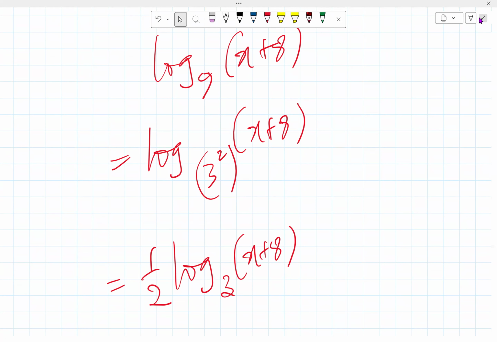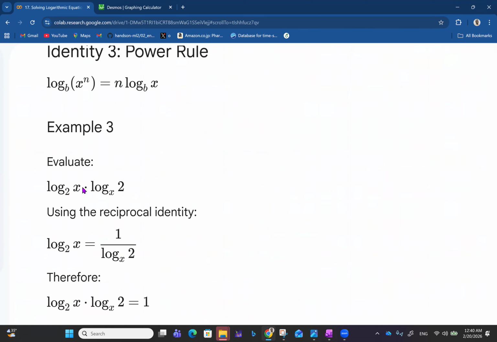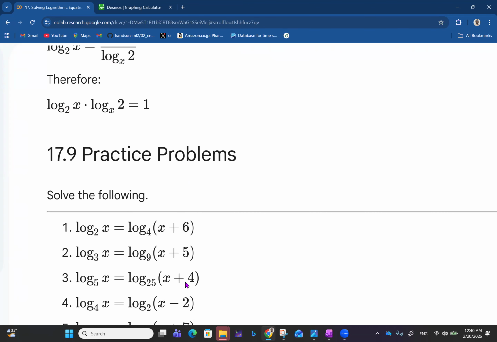Okay. So again, you can evaluate this as log x to base 2 times log 2 to base x. Of course, x to base 2 and 2 to base x are reciprocals of each other. So using the reciprocal identity that log x to base 2 is equal to 1 over log 2 to base x, we can say that log x to base 2 times log 2 to base x is equal to 1, like that.